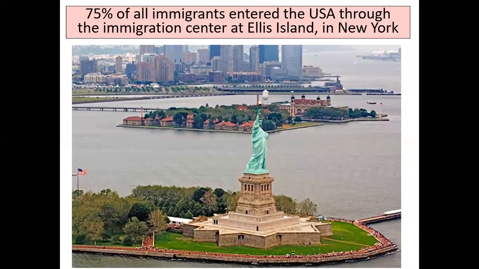Now, if you were immigrating to America during this time, and immigrating means you're coming by choice, you have to realize that Africans, when we were brought here, were not immigrants to this country. We were forced to come over here and provide slave labor. These immigrants who are choosing to come here, 75% come through Ellis Island in New York.